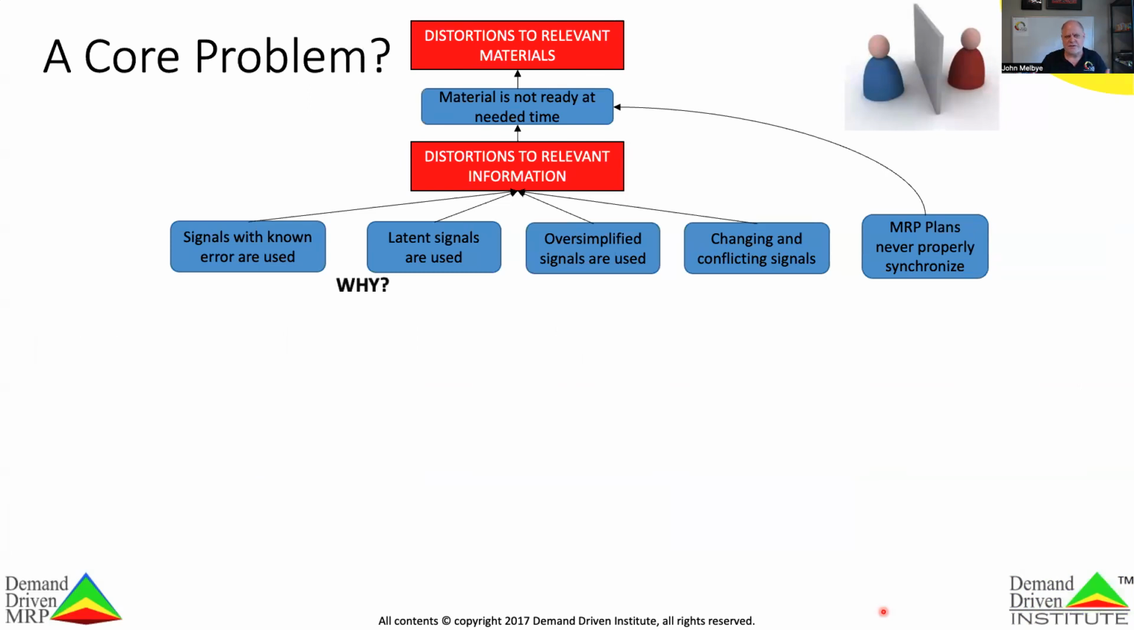Why do we use latent signals? Well, often people will talk about weekly buckets or monthly buckets. We don't say, okay, we need to produce this much every day. We say, hey, we need 500 this week, and we incorporate that into our planning. But we don't build it in the week, we build it every day, and so it distorts our signals a little bit. Sometimes we use oversimplified signals, which means we've used phantom or pseudo parts where we don't transact, so we know we've made the conversion, but we don't do a transaction, which means we don't have the same information as if we did a transaction.